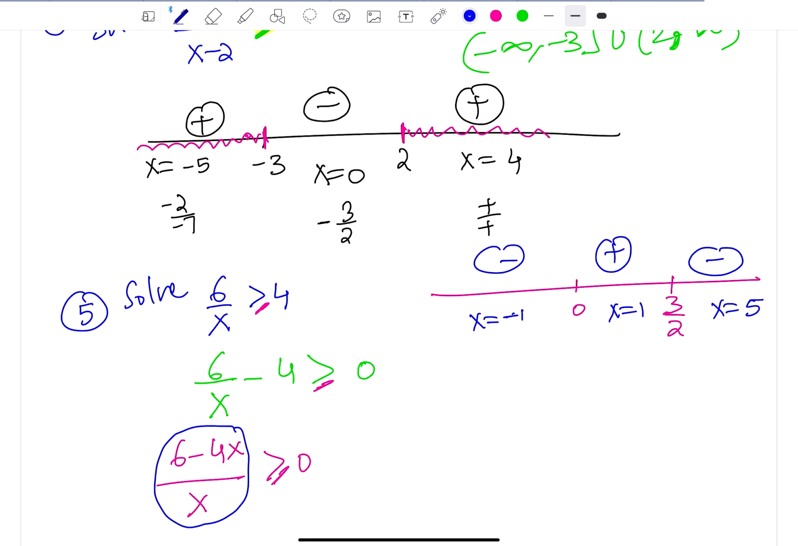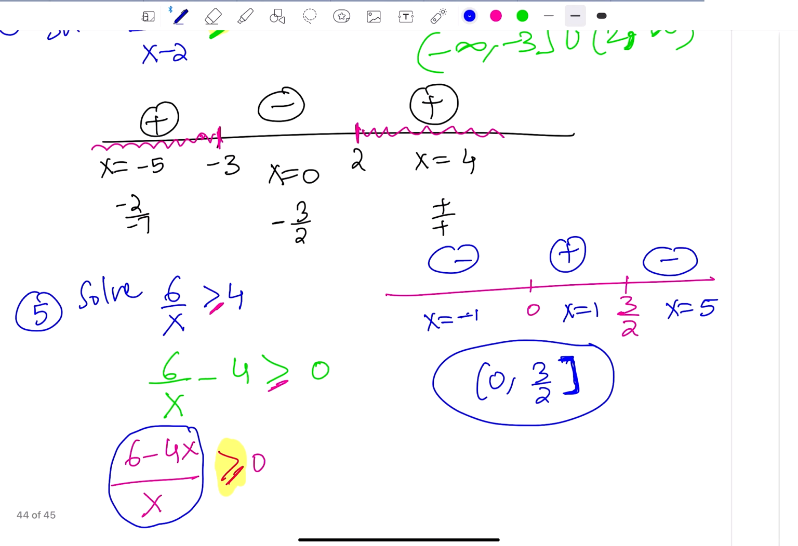Now let's go ahead and think. We do have an equal sign. That means, with a greater than or equal sign, we want it to be positive, but we don't want to include the number that makes the denominator 0. So we cannot include 0 in our solution, but we can include 3 halves. So bracket around 3 halves and parentheses around 0.